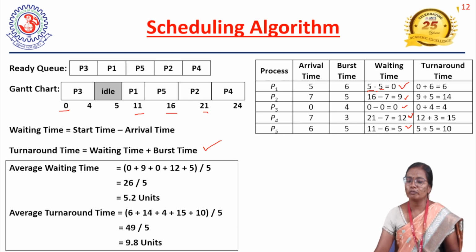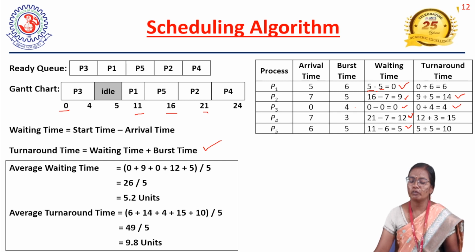The waiting time of process P1 is 0. Its burst time is 6. 0 plus 6, 6. Then the waiting time of process P2 is 9 and its burst time is 5. So 9 plus 5, 14. Then the waiting time of process P3 is 0 and its burst time is 4. So 0 plus 4, 4.